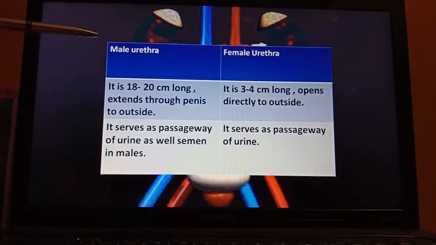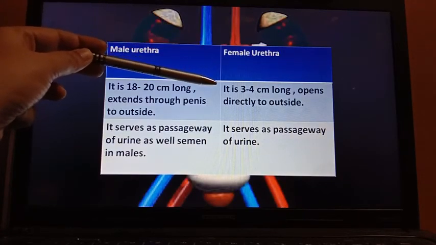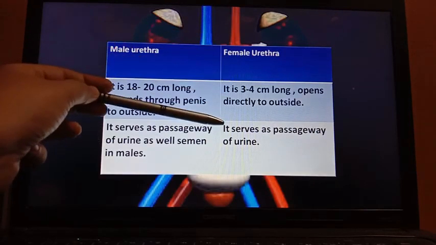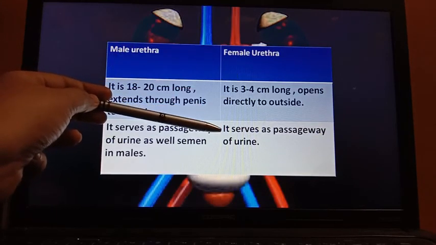Now the difference is between male urethra and female urethra. Male urethra is 18 to 20 cm long, extends through penis to outside. Female urethra is 3 to 4 cm long, opens directly to outside. Male urethra serves as passageway of urine as well as semen in males. Female urethra serves as passageway of urine only.